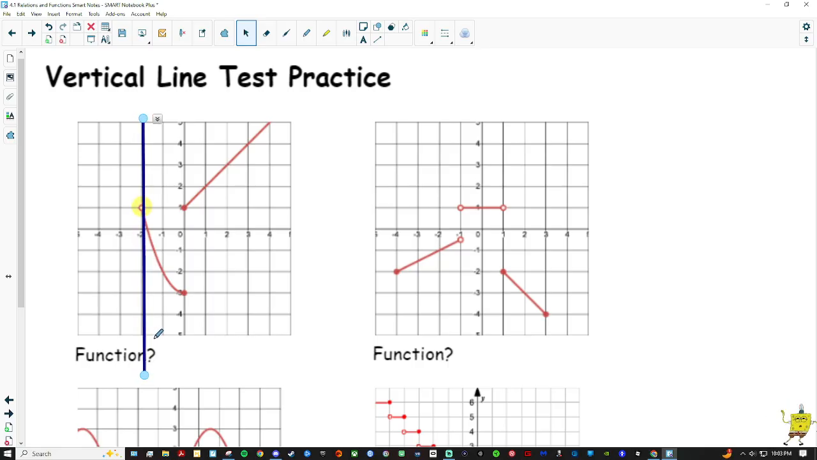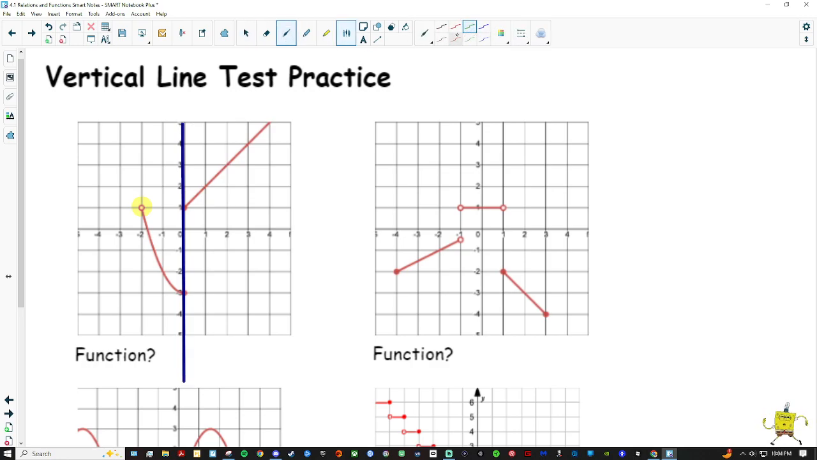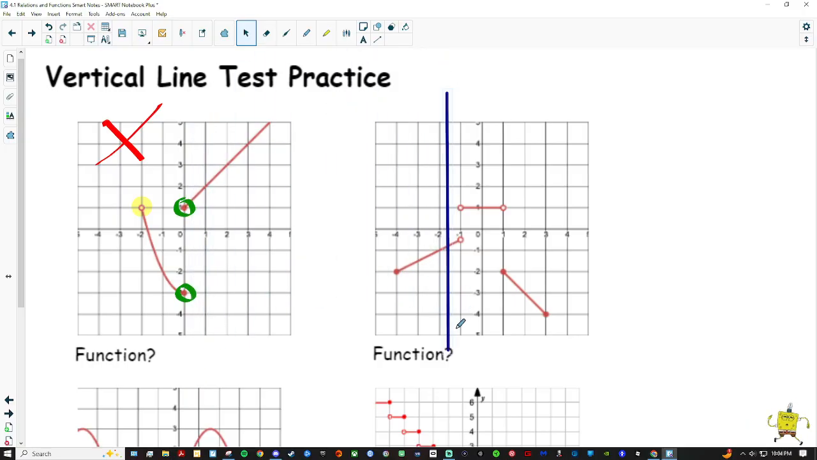It's a hole. Okay, I'm sliding it across, sliding it across, sliding it across, and then all of a sudden right here, my vertical line is hitting 2 points that are filled in. Because I am hitting the graph twice, once, twice, that means this fails my function test. It is not a function. Okay, let's do it again. Starting here, I'm only hitting once, only hitting once, only hitting once, and then all of a sudden right here, it looks like I'm hitting the graph twice. But these are holes, so it does not count.